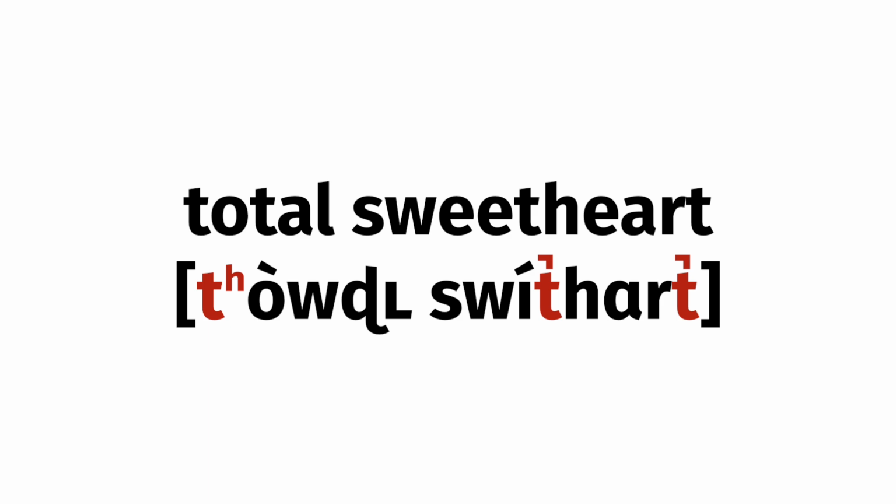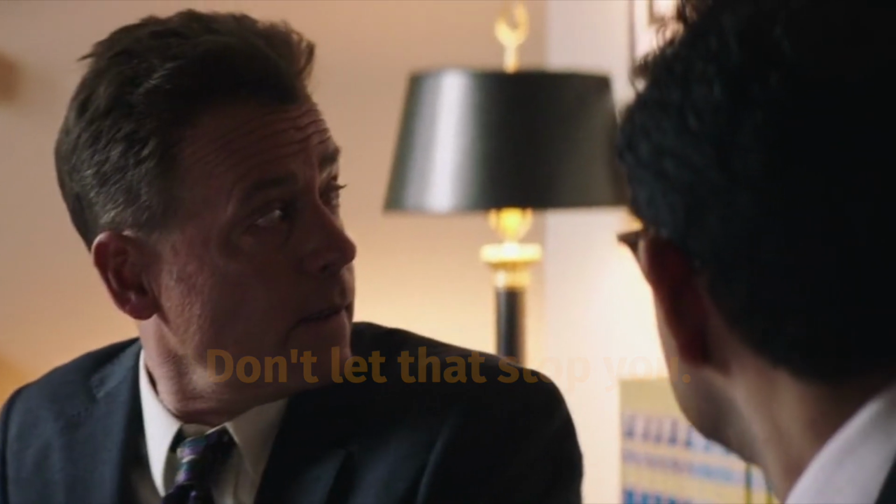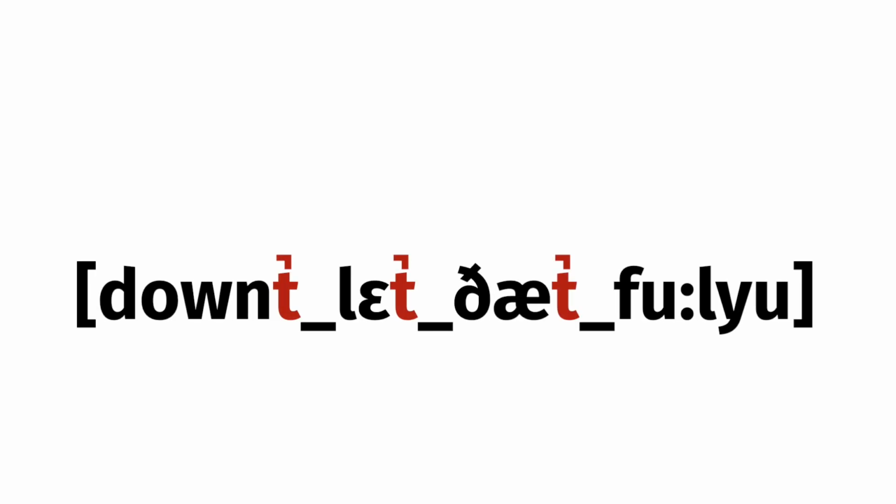Here we see that unreleased T is also used at the end of a word when there's no other word behind it. For example, when you're reading words in isolation, like wait, what? Listen to how abruptly these actors say the words don't let that. Don't let that stop you. Don't let that go to your head. As you can hear in these examples, there's a little pause after unreleased T. Don't let that. Don't let that fool you.